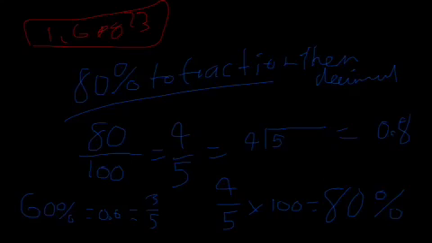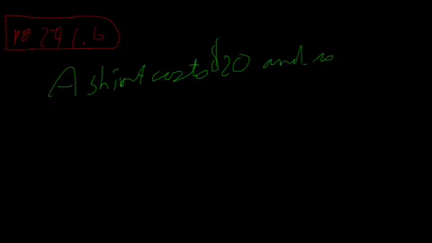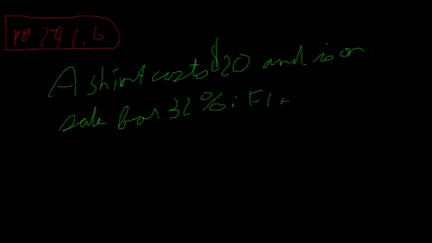Okay, let's go back to a clothes example, reducing price. This time we were on page 24, 1.6. A shirt costs $20 and is on sale for 32%. Find the new cost of the shirt.